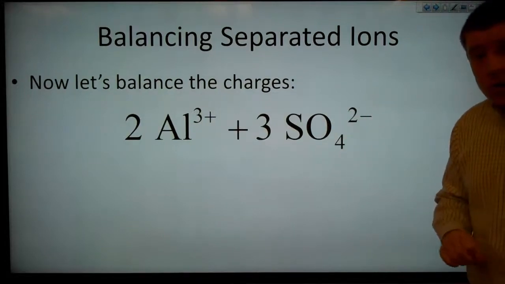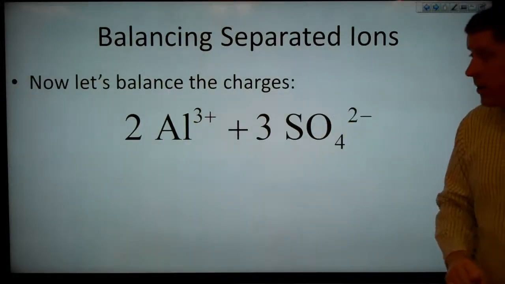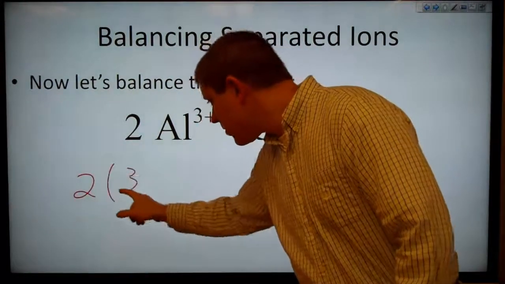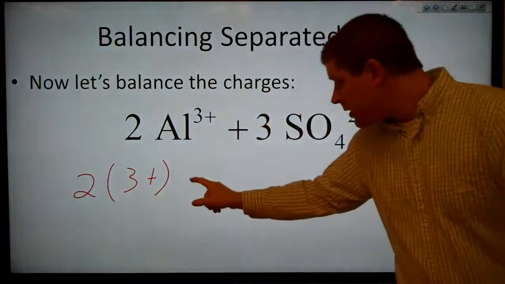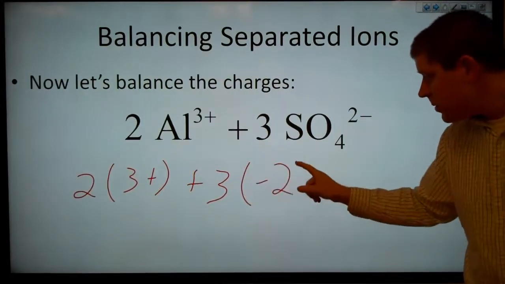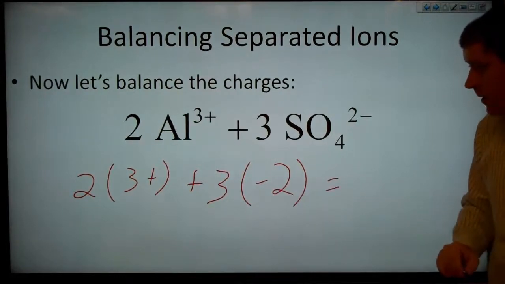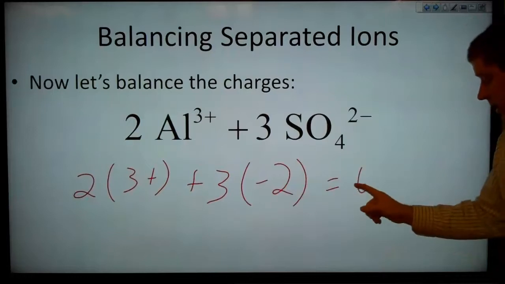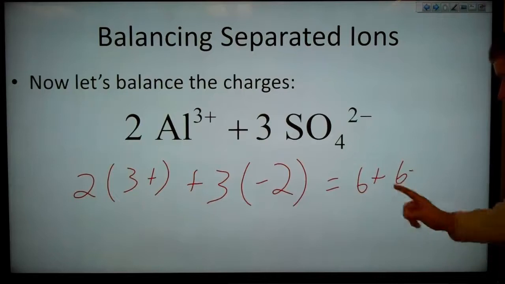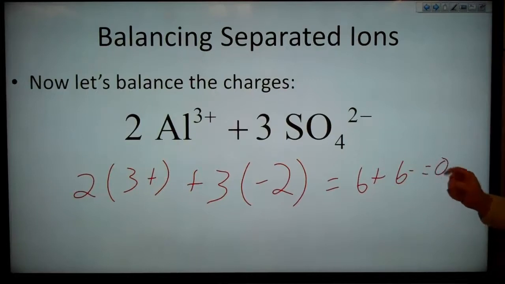In order to get these charges to balance, we need 2 aluminum ions and 3 sulfate ions. So now we have 2 times 3+, plus 3 sulfate ions at a charge of 2- apiece. So 2 times 3+ is 6+, and 3 times 2- is 6-. So 6+ plus 6- is 0. So now it's balanced.